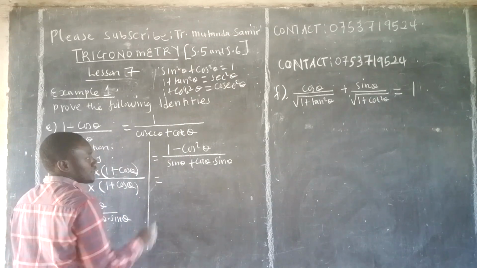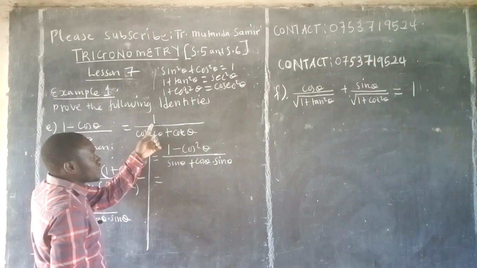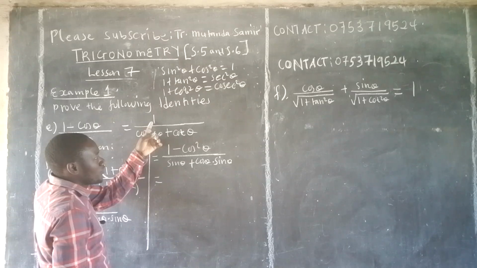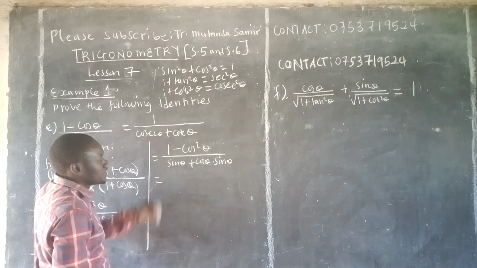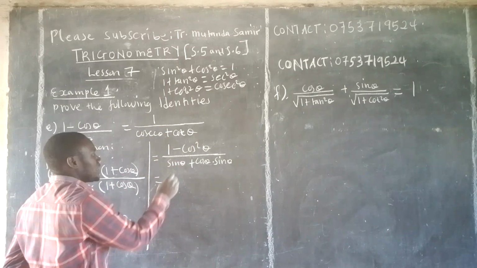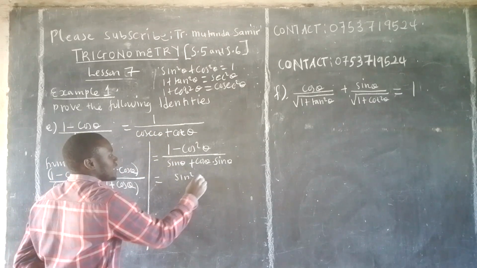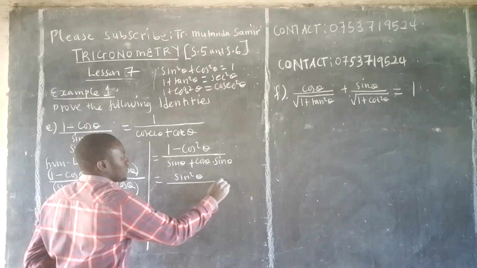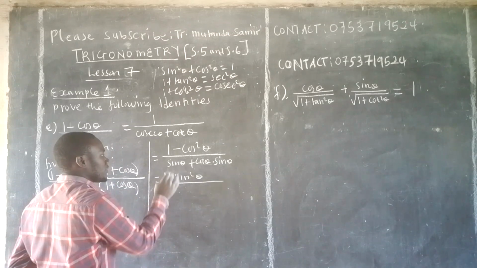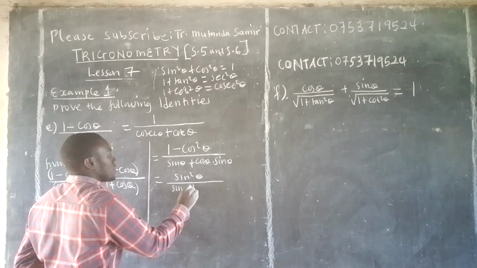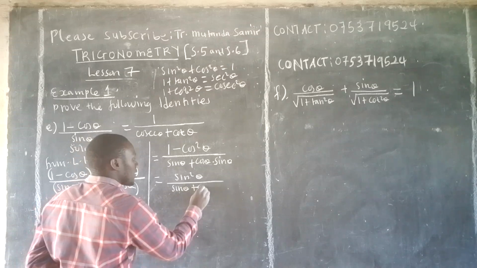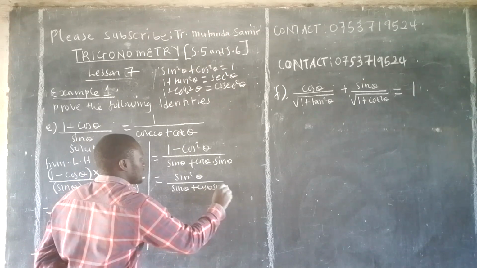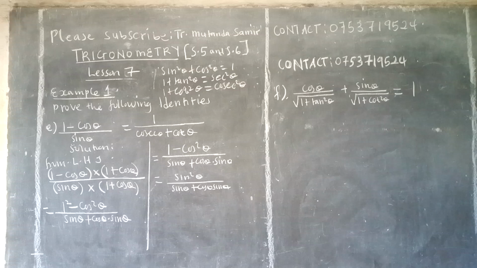Now next. All right. But 1 minus cos squared, we all know that it is the same as sine squared theta. So sine squared theta over sine theta plus cos theta sine theta. Let's now see what are we going to have there in the long run.